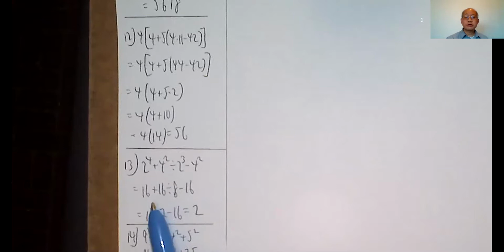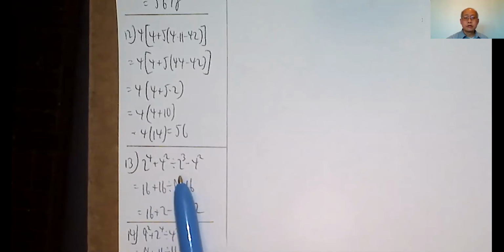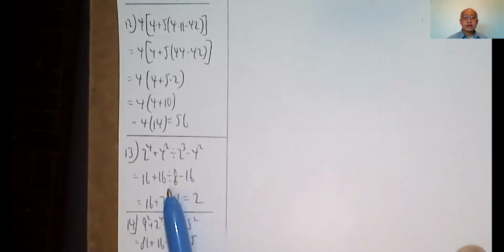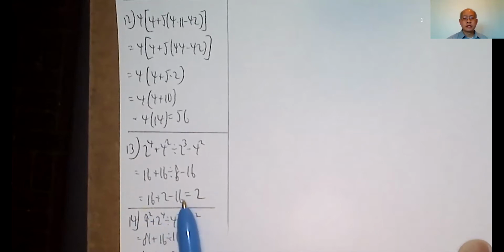So I do all the exponents. 16 is 2 to the 4th, 2 times 2 times 2 times 2. 4 squared, 4 times 4 is also 16. 2 cubed is 8, 2 times 2 times 2. 4 squared is 16. Then I do the division next. 16 divided by 8 is 2. So I have 16 plus 2 minus 16. Well, 16 minus 16 just cancels out as nothing. So the answer is just 2. So hopefully the answer is just 2. And let's try to get that in.